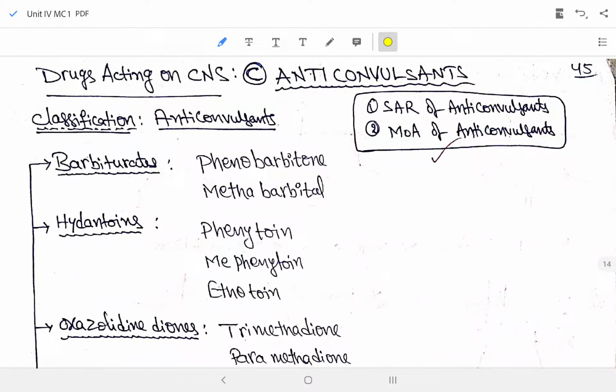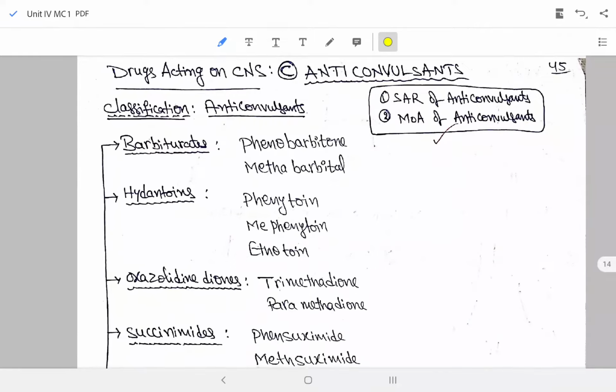Dear students, this is the third part of Unit 4, probably the last one. In this video, let us see anticonvulsants. First, we see the classification. This classification is very important. Let us first see the chemical classes.